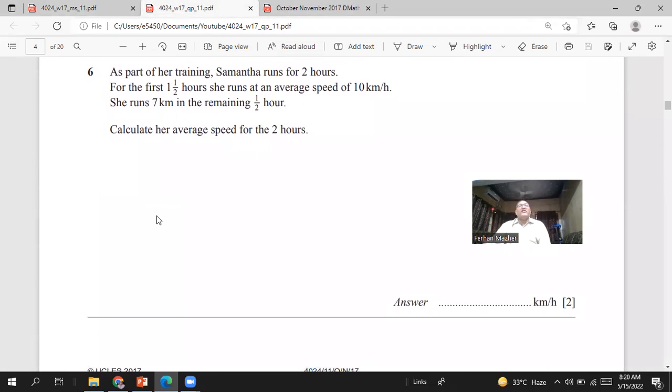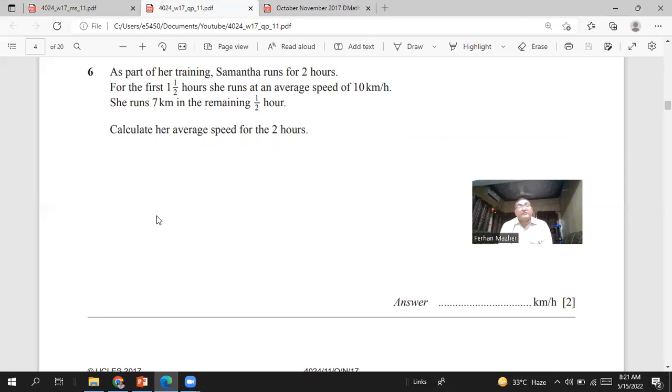as part of her training, Samantha runs for 2 hours. For the first 1.5 hours she runs at an average speed of 10 kilometers per hour. She runs 7 kilometers in the remaining 1.5 hours. Calculate her average speed for the 2 hours.